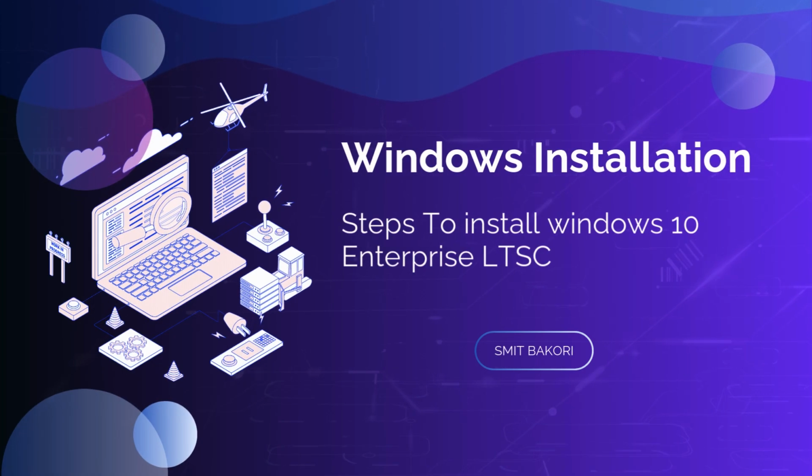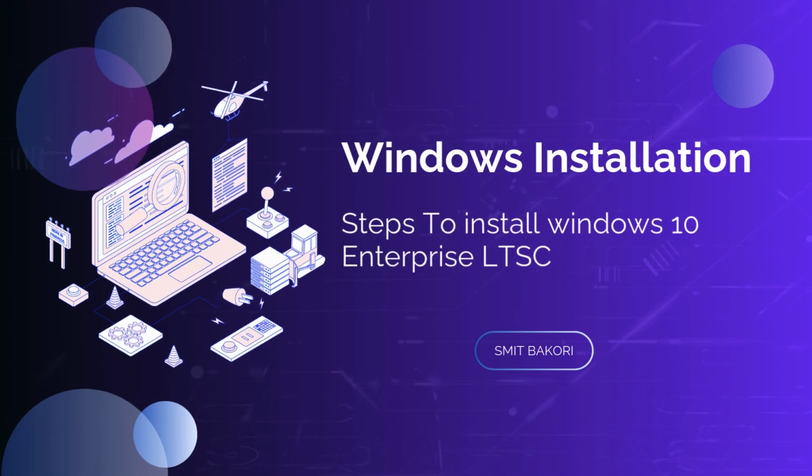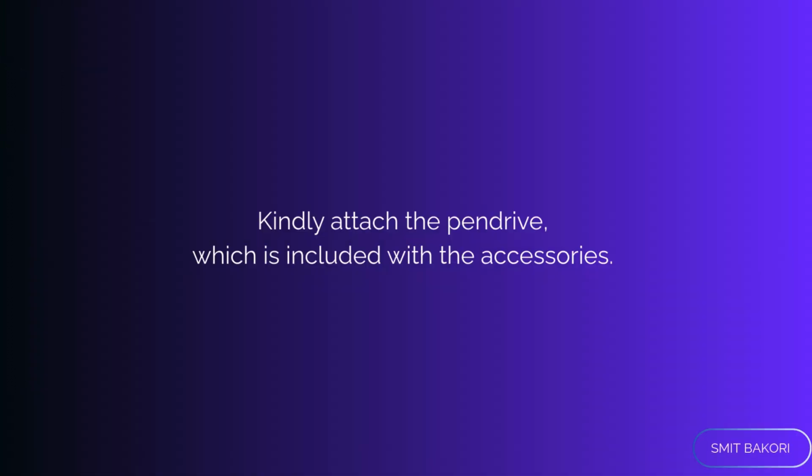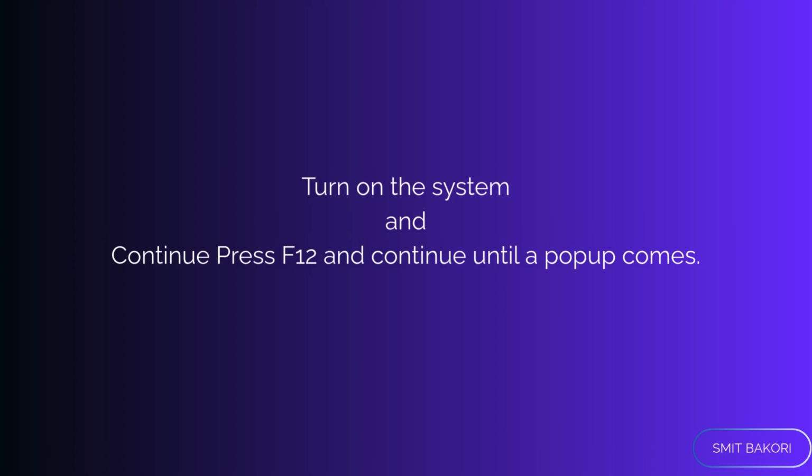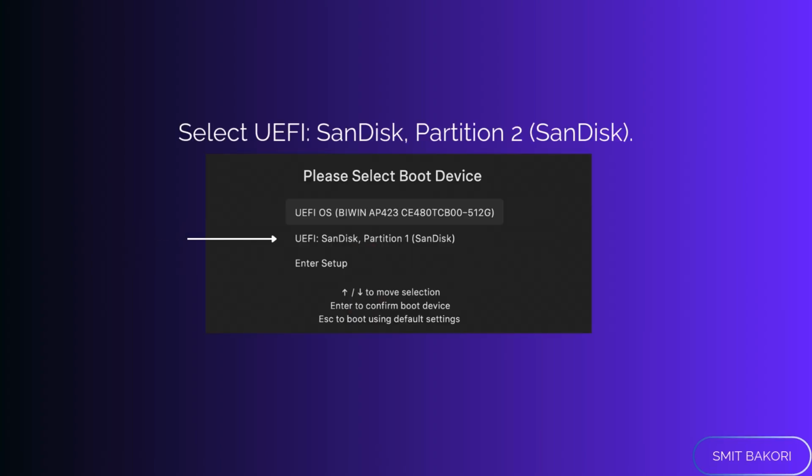Steps to install Windows 10 Enterprise LTSC. Kindly attach the pendrive, which is included with the accessories. Turn on the system and continue. Press F12 and continue until a pop-up comes. Select UEFI, SanDisk, Partition 2, SanDisk.